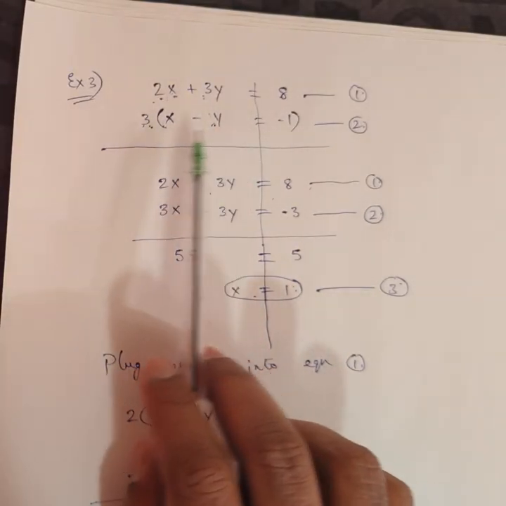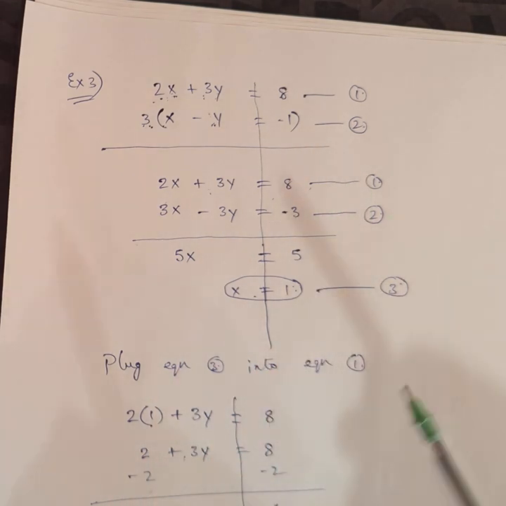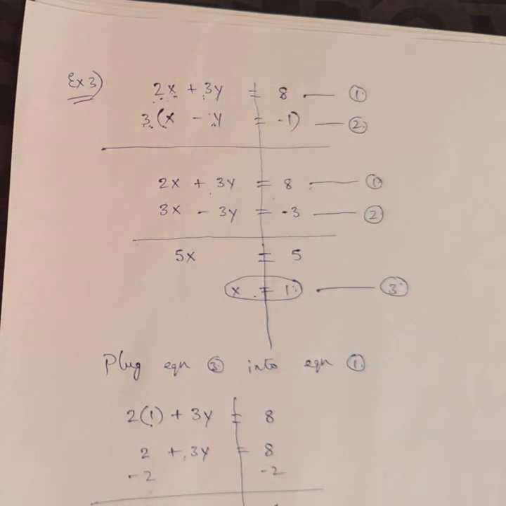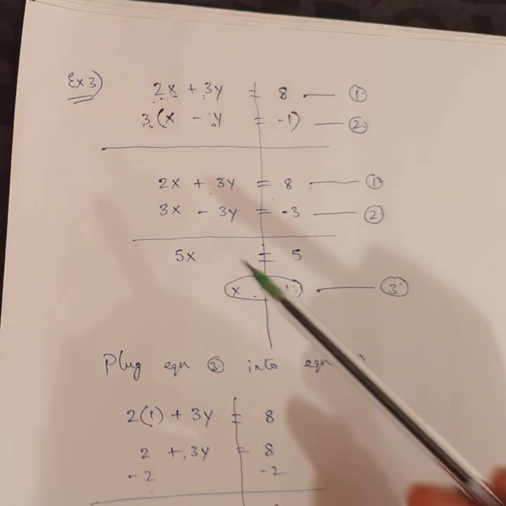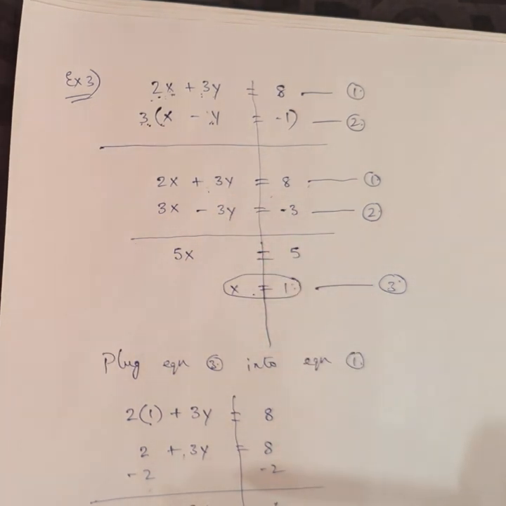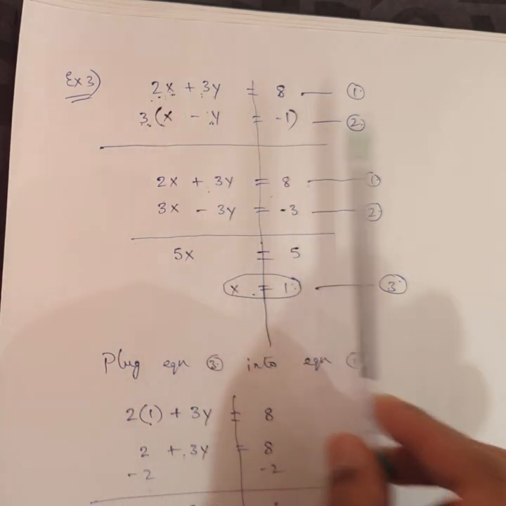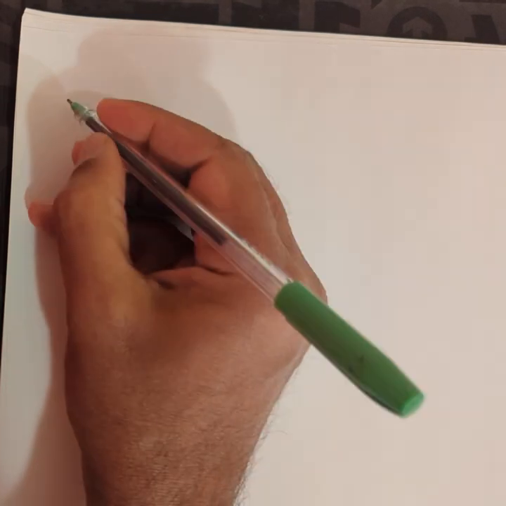We had to multiply one of the equations by some number, and then we could add, and the solution method worked. Now sometimes you may have to multiply not just one equation, but 2 equations. So let me show you that example as well.